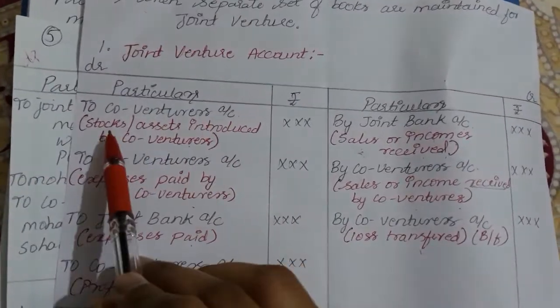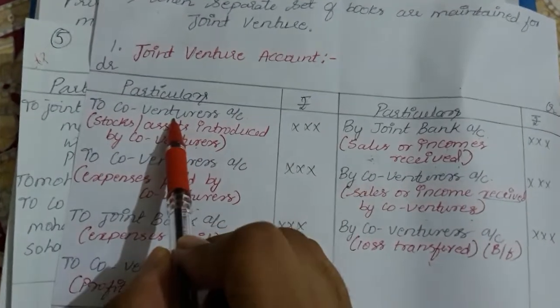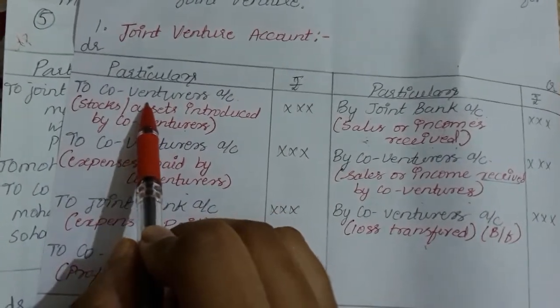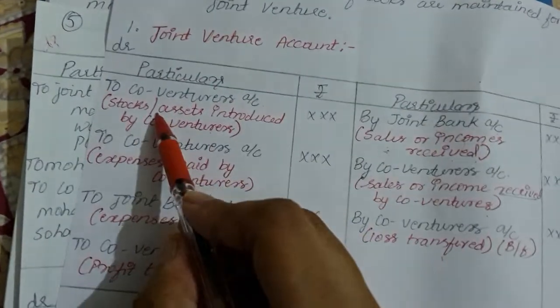So on the debit side, first thing is to co-venturers account, assets or stock or assets introduced. So if any co-venturer has brought any kind of assets for this joint venture, we are supposed to record.